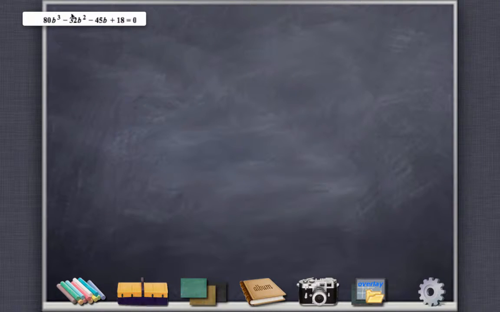So out of the first two, I'm taking 16b squared. 80b cubed over 16b squared is 5b. 32b squared divided by 16b squared is 2. And if there's a minus here, you will always factor out the minus for sure.